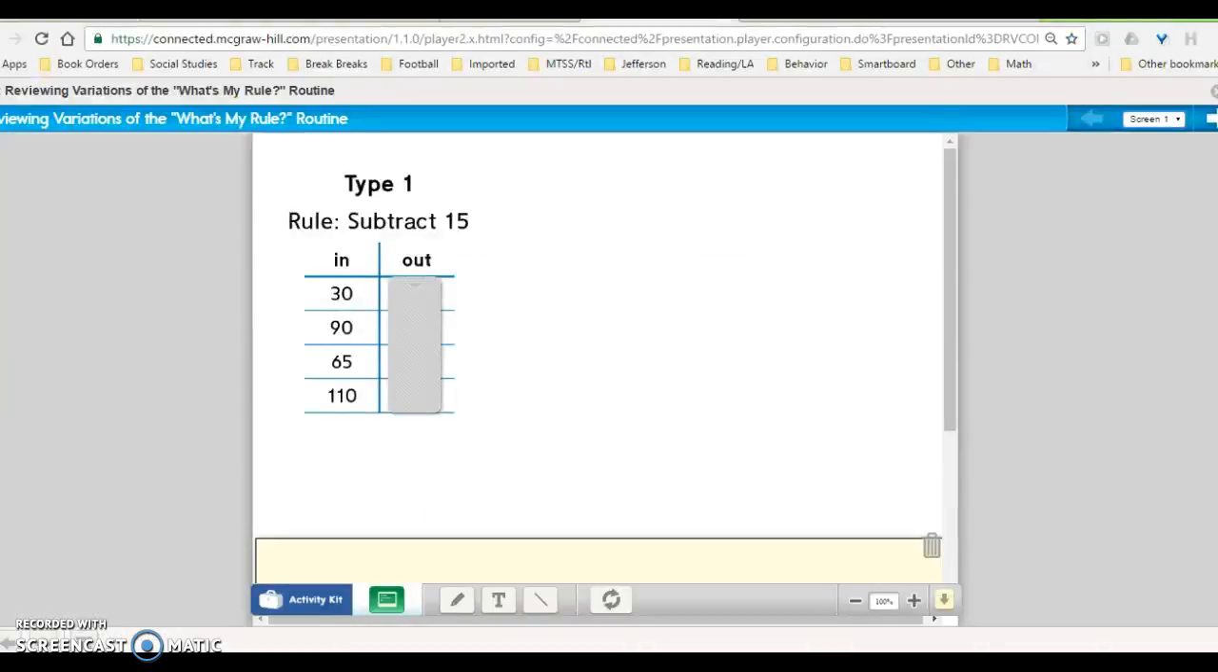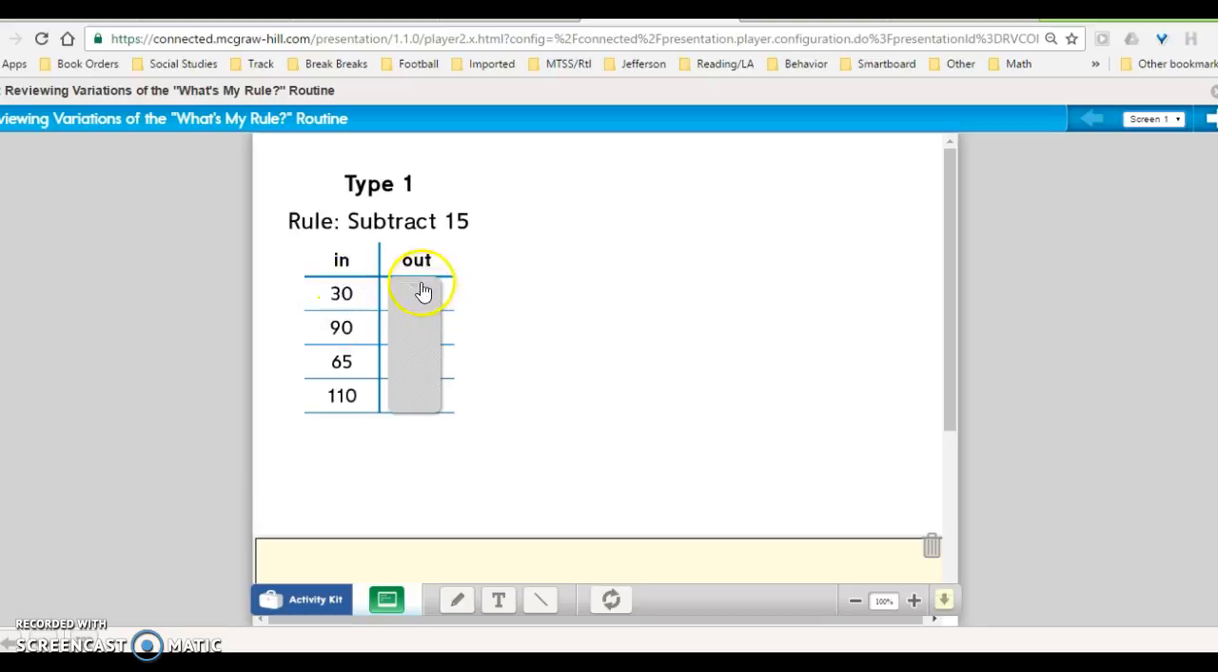So let's take a look at some patterns. Patterns can often be shown in a function machine. That's what these are called. And you have the input and output. The in is where a number is dropped in. The rule tells you what to do. So this rule is subtract 15.